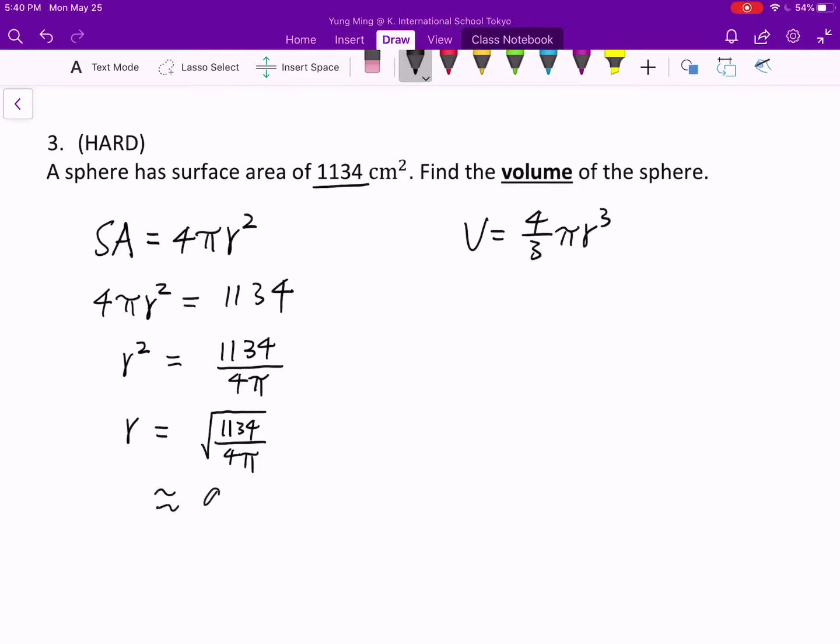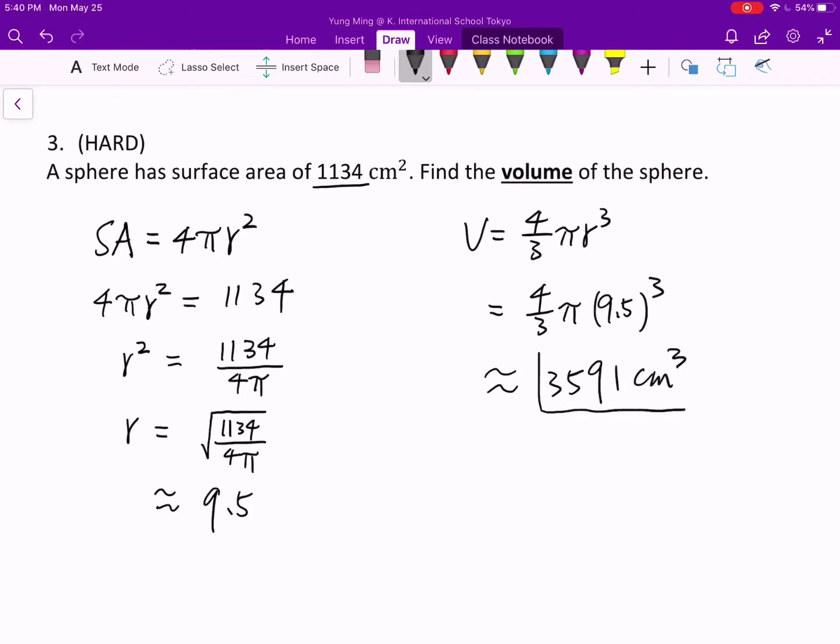Surprisingly, that gives you a pretty nice number. This is very, very close to 9.5. So your r is about 9.5 centimeters. And once you know your r, you're basically done, because if you want to find the volume, just plug it in. So you have 4 over 3 pi r cubed. In this case, your r is just 9.5. You plug it in, and your answer is around 3,591 centimeters cubed.